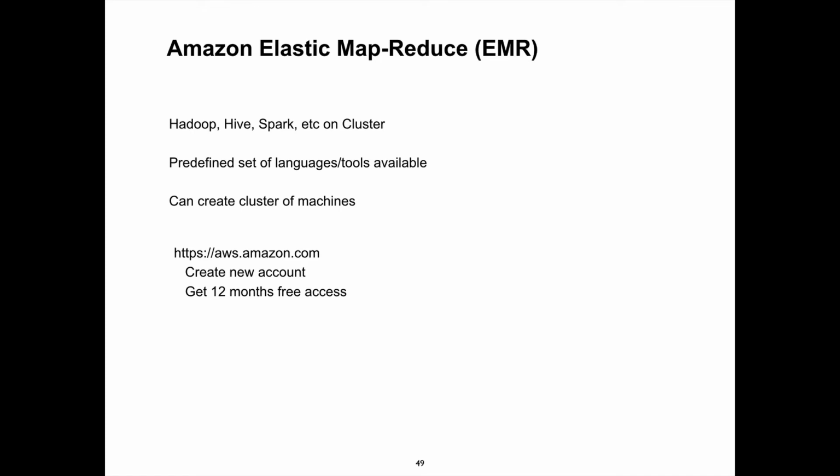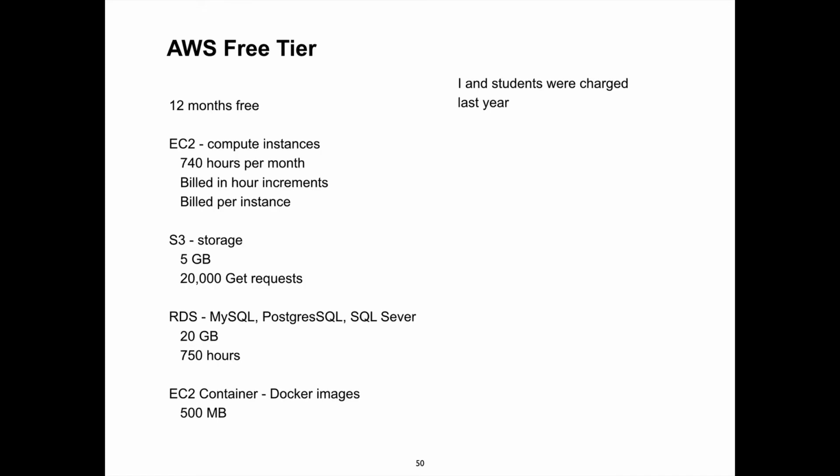Amazon Elastic MapReduce allows us to run Spark and a number of other programs on clusters. We can specify how big a cluster we want. You can create a free account to run some programs. If you go through the student program, they should give you a certain amount of money.